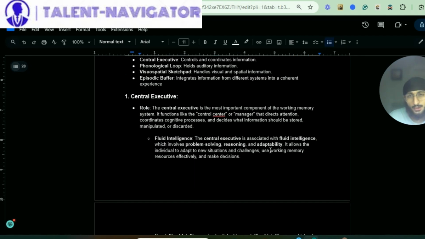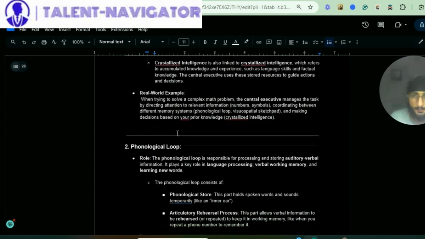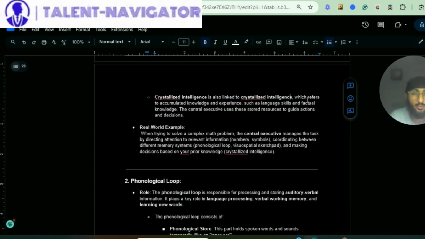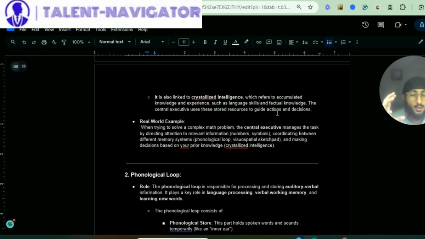Right. Now, fluid intelligence. The central executive is associated with fluid intelligence, which involves problem solving, reasoning, adaptability, and it allows individuals to adapt to new situations and challenges, use working memory resources effectively, and make decisions. It is also linked to crystallized intelligence, which refers to accumulated knowledge and experience, such as language skills and factual knowledge. The central executive uses these stored resources to guide actions and decisions.